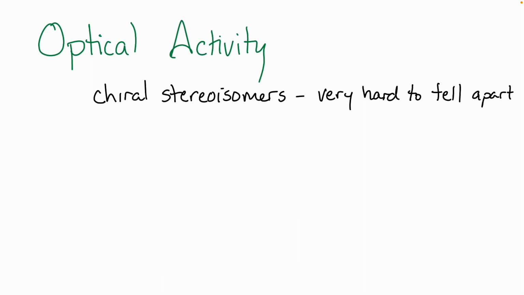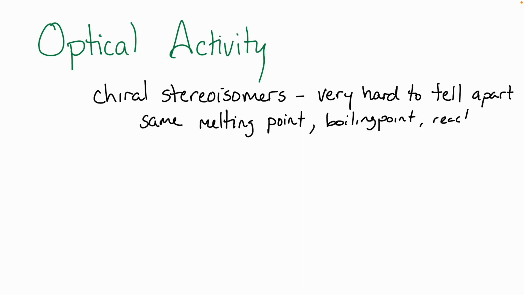I mean, if we just think about it in our lab, right? What do we know how to do? We know how to take an IR. We know how to do melting points. If these two compounds look the exact same under an IR and have the exact same melting point, we're not going to be able to distinguish between them, right? So these two stereoisomers are hard to tell apart. Same melting point, boiling point, reactivity, etc.